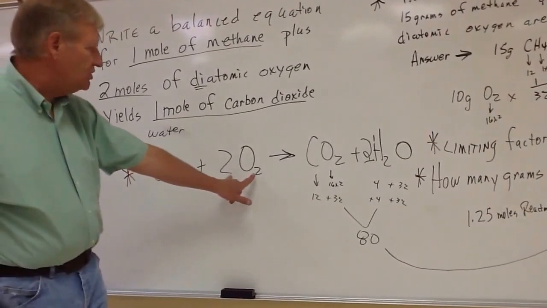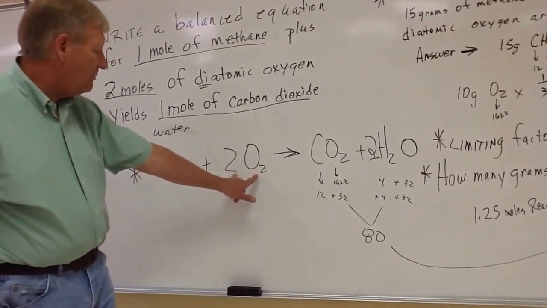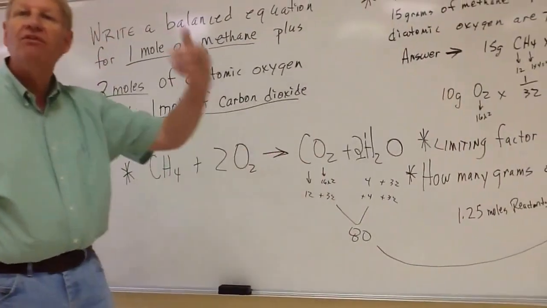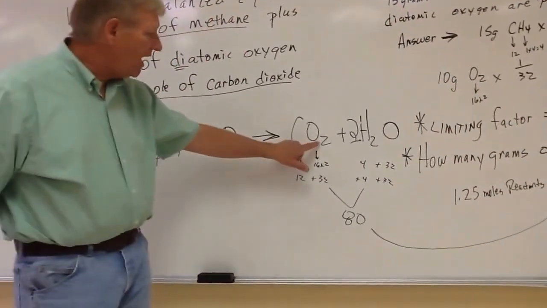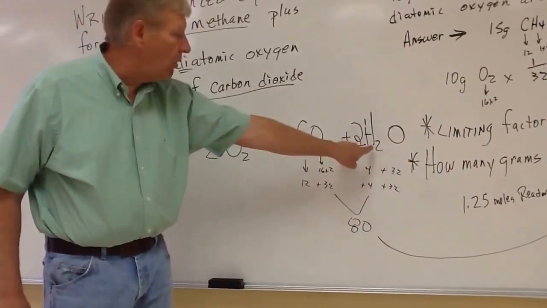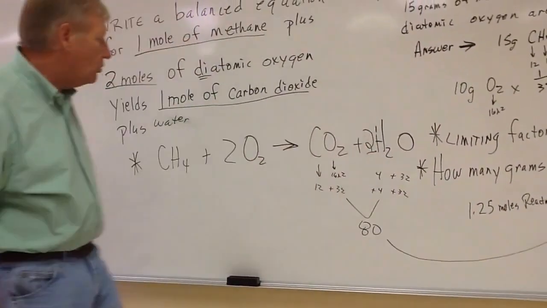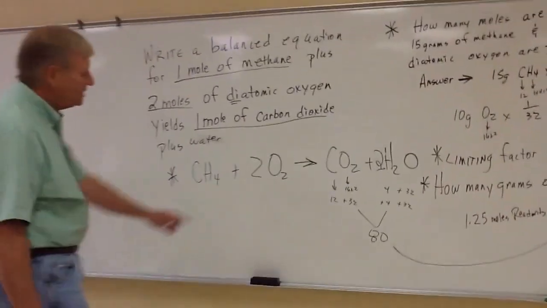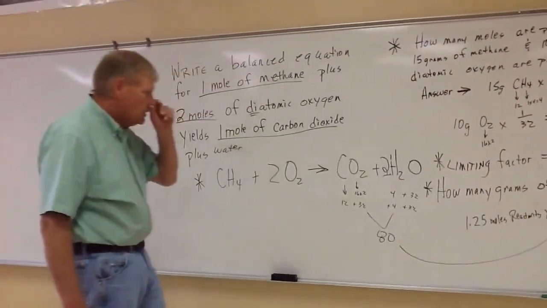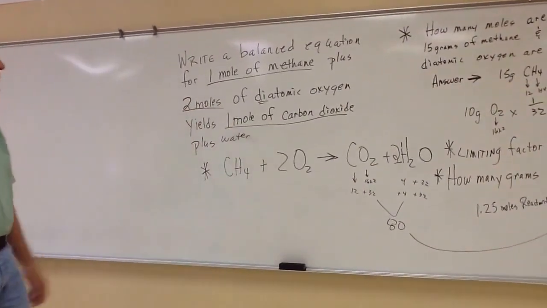Now let's take a look. How many oxygens do we have here? How many oxygens do we have here? We have 4. Well, let's look over here. How many oxygens do we have in the whole product? Well, we have 2 oxygens here, and we have 2 here because that's 2 moles, which means 2 water molecules. So we're balanced. So we actually have 4 oxygens here, and we have 4 oxygens here. So now we're balanced.